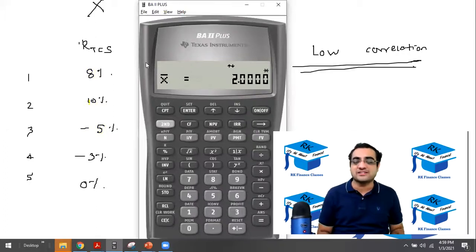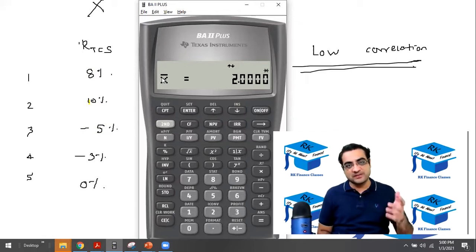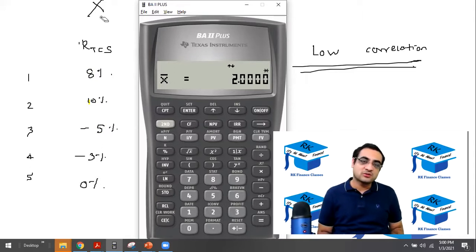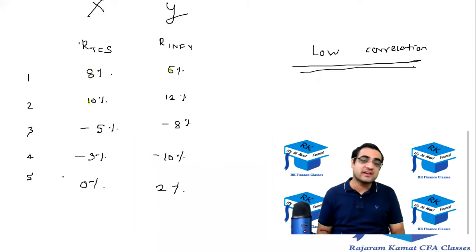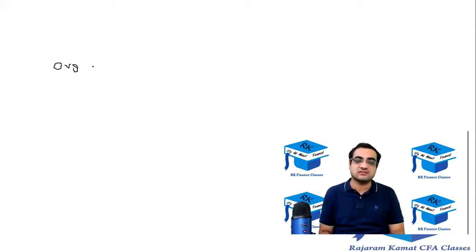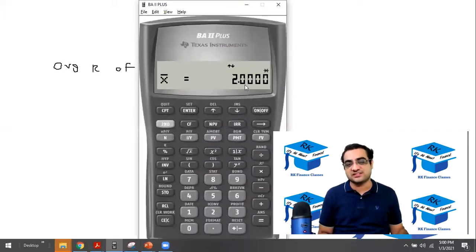X bar means average value. Science background students will know that this bar means average value. Commerce guys also understand that the bar over X means average value. So X means TCS, that is the average return of TCS. In the last 5 years, the average return of TCS is coming out to be 2%.